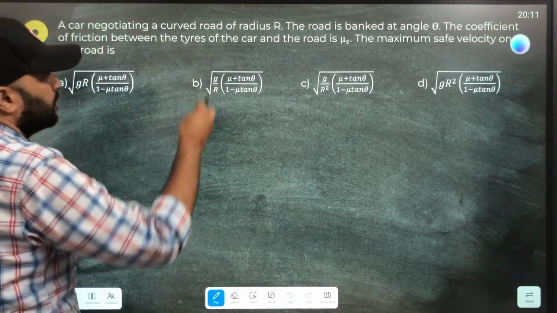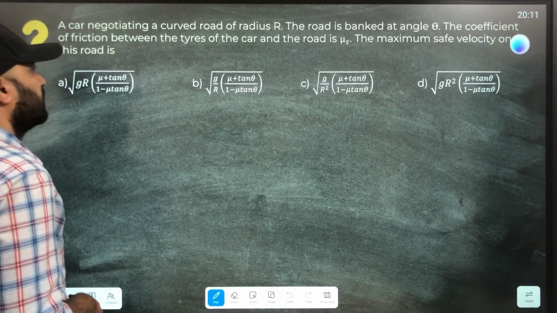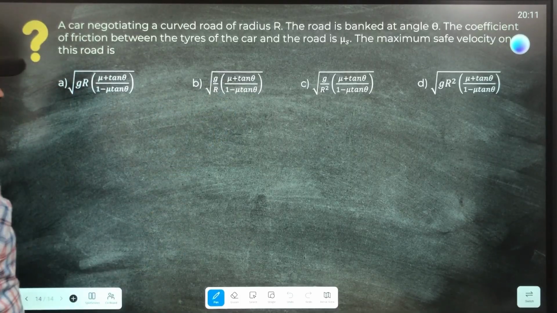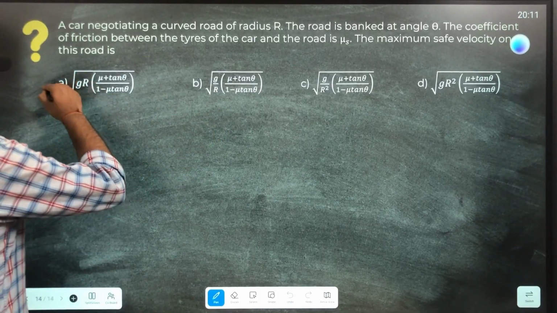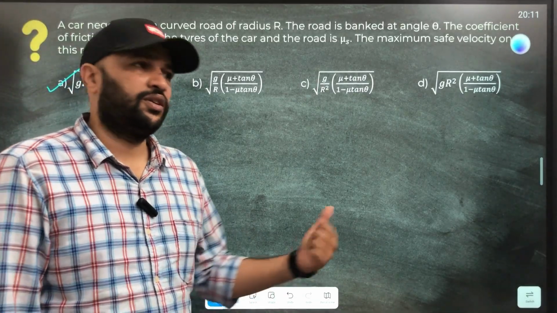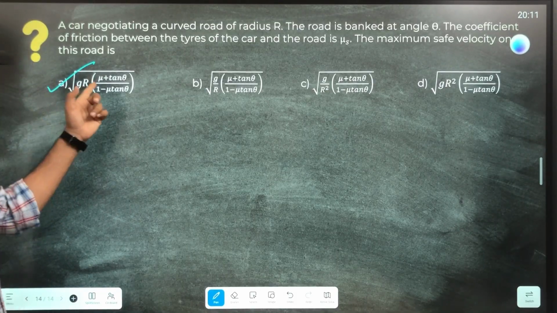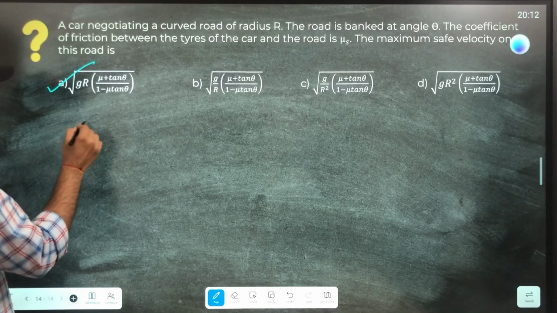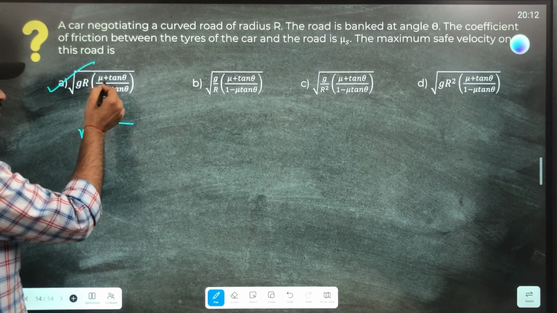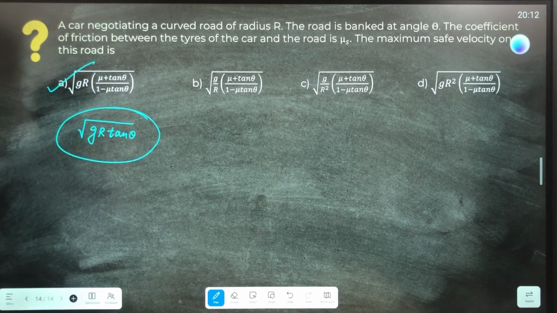A car is negotiating a curved road of radius r. The road is banked at angle theta, and the coefficient of friction between the tires of the car and the road is mu. The maximum safe velocity, you should remember this value, will be equal to option A. You have to remember this value. In the condition when the coefficient of friction becomes 0, from here we can find our value as root under gr. When there is no friction, mu becomes 0, and in that case this will become tan theta. We will see those questions in our next lectures also.